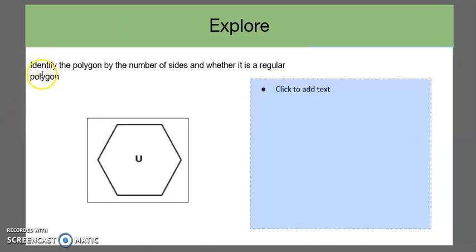Here's an example. Identify the polygon by the number of sides and whether it's a regular polygon. When answering this question, count the number of sides. That will tell you what polygon we're working with. In addition, think about the definition of what a regular polygon means and think about whether it meets this criteria for this polygon U. All right, on the next slide, we're going to look at a sample response, and from there you can compare your answer to the one that I'll provide to you.